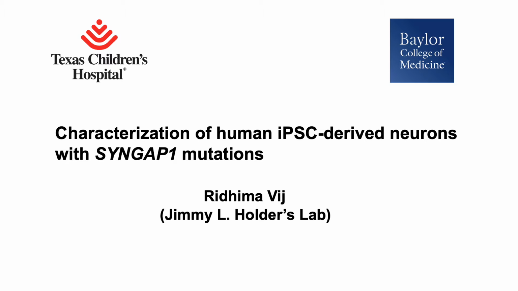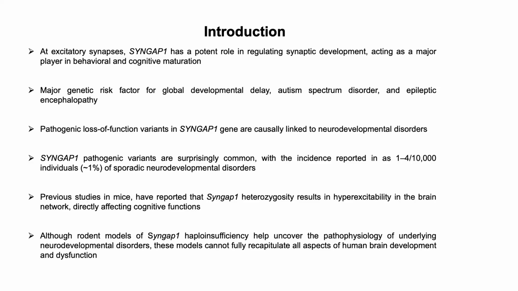The title of my presentation today is Characterization of Human iPSC-Derived Neurons with SYNGAP1 Mutations. At the excitatory synapses, SYNGAP1 has a potent role in regulating synaptic development, acting as a major player in behavioral and cognitive maturation. It is one of the major genetic risk factors for global developmental delay, autism spectrum disorder, as well as epileptic encephalopathy. Pathogenic loss of function variants in the SYNGAP gene are causally linked to neurodevelopmental disorders defined by cognitive impairment, social communication disorders, as well as early onset seizures.